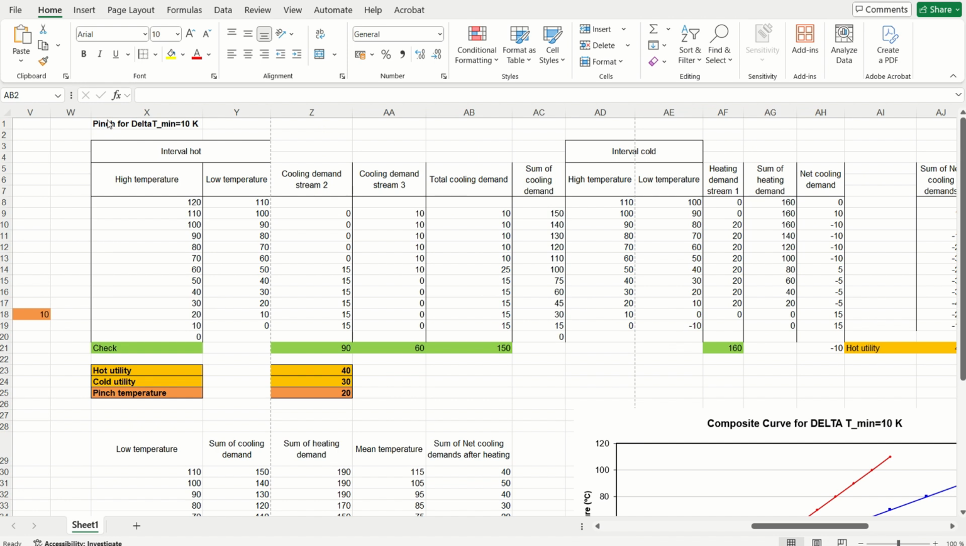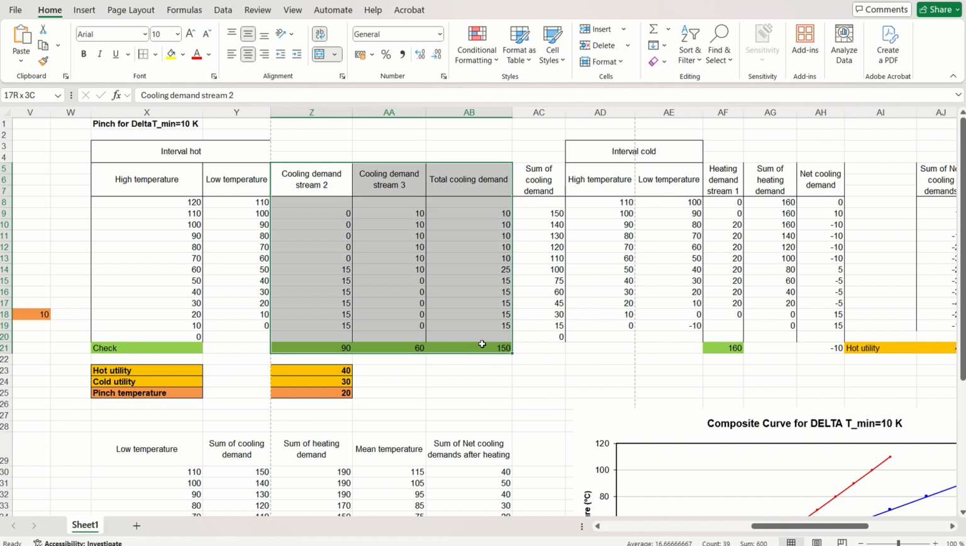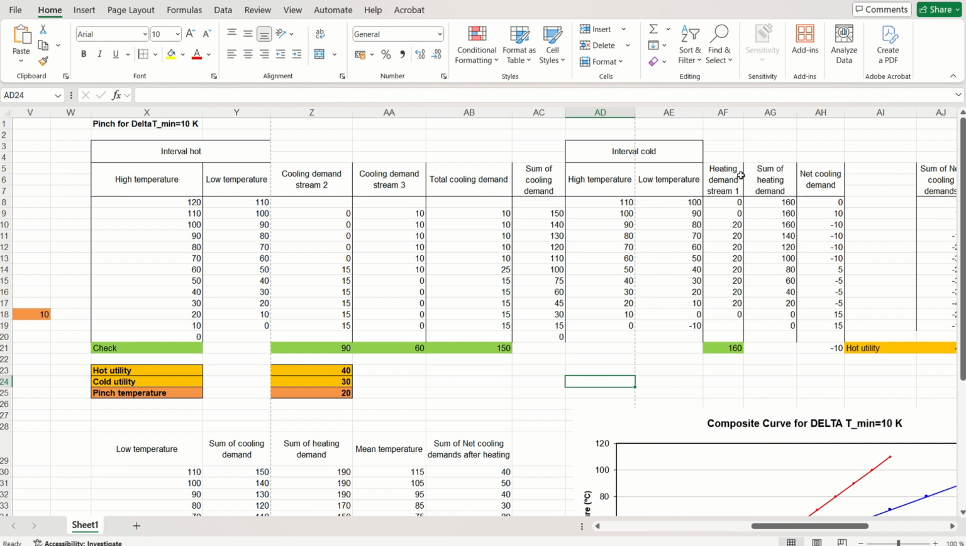So now let's move on to case 2, for which we assume a delta T minimum of 10 Kelvin. Again, we use the same steps as we did for the delta T minimum of 0 Kelvin case. We will start by calculating the cooling demand for stream 2 and stream 3, the total cooling demand, and the cumulative sum of cooling demand. For the cold streams, which is the heating demand, we have one cold stream.